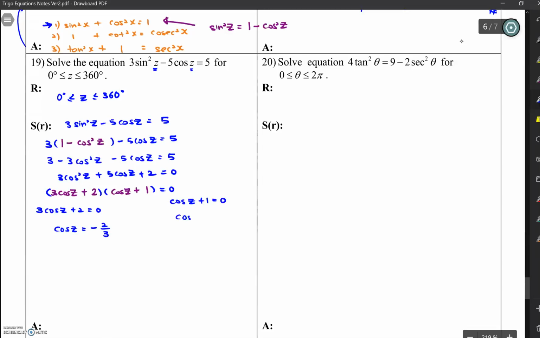And my cos z here will just be equal to negative 1. Okay, so now with this, what do I do? Of course, I still want to find my reference angle, right? So the reference angle will be equal to cosine inverse of, remember, the positive value. So cosine inverse 2/3. Okay, let's just try to complete the first part first before we move on to the second equation. So that will be easier for our calculator.